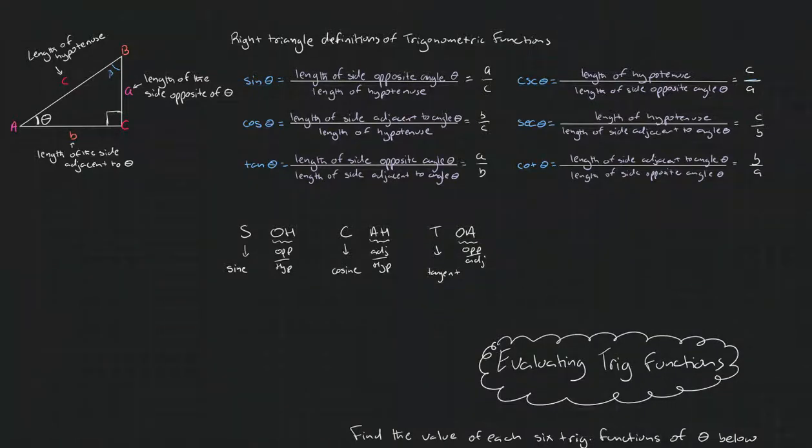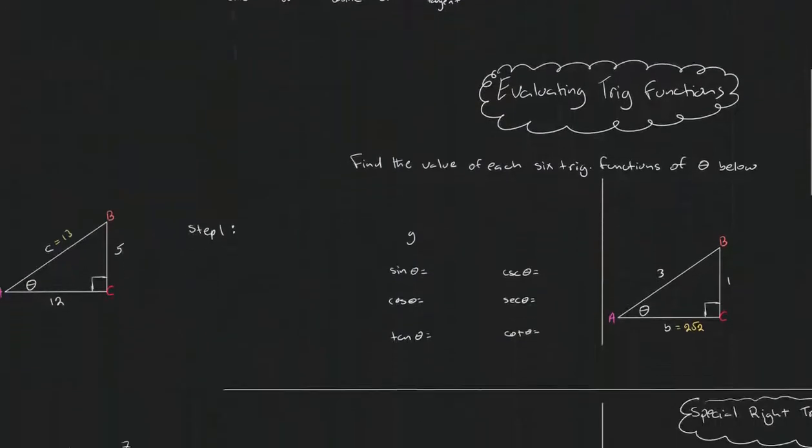3 of them are the most basic ones that are used: sine, cosine, tangent. And if this is too much to remember, there is a saying you can use, SOHCAHTOA, which is shorter to remember. SOH is sine, opposite over hypotenuse. CAH is cosine, adjacent over hypotenuse, and TOA is tangent, opposite over adjacent. With that, let's take a look at some problems.